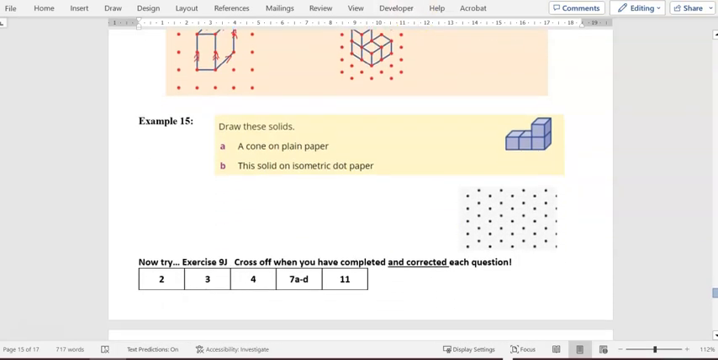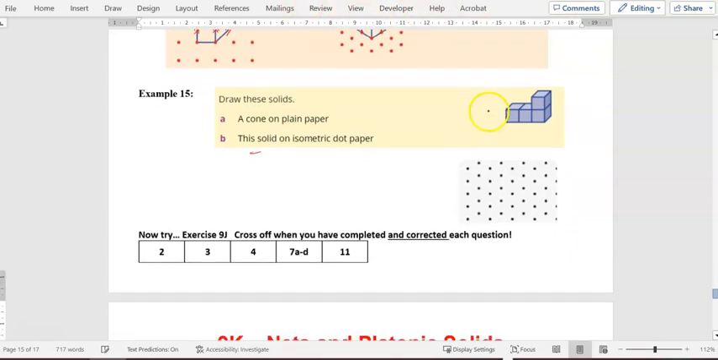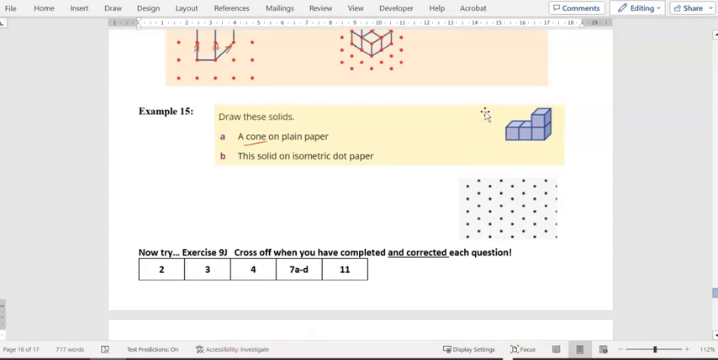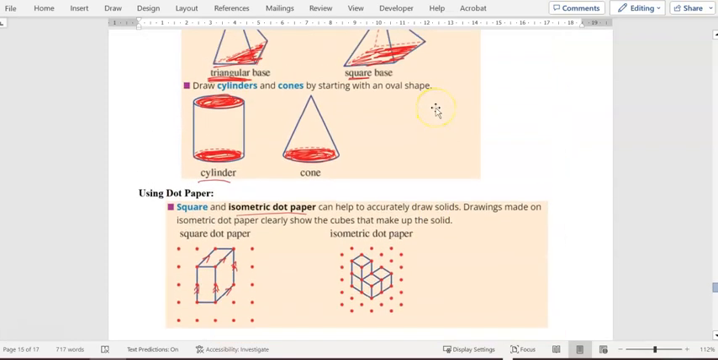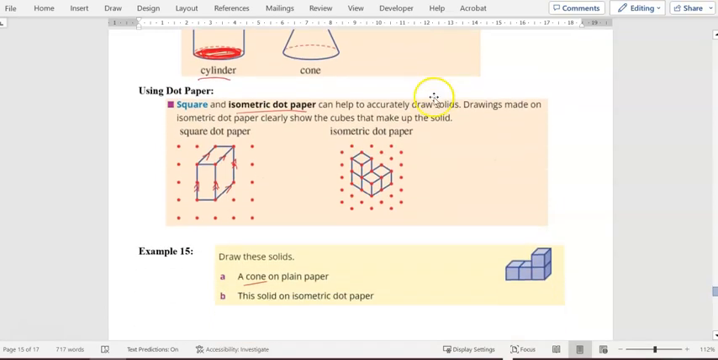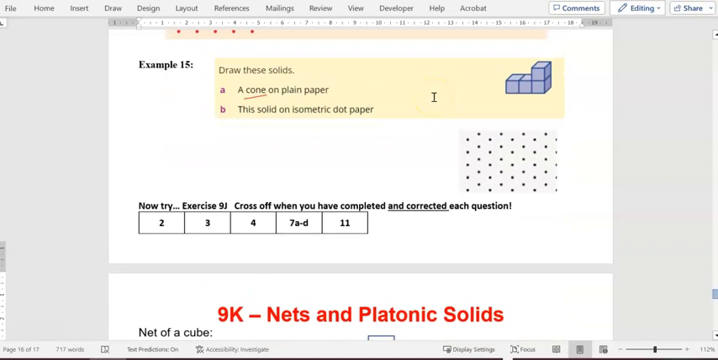So we got to draw these solids. Are you ready? Here we go. So I've got to draw a cone, whoops, on plain paper. So I'm out there in space. What's the first thing you recommend I draw? The base. And what's the base of a cone? A circle. And notice how the circle is sort of coming in from the side. So I'm going to draw it as a little bit of an oval.